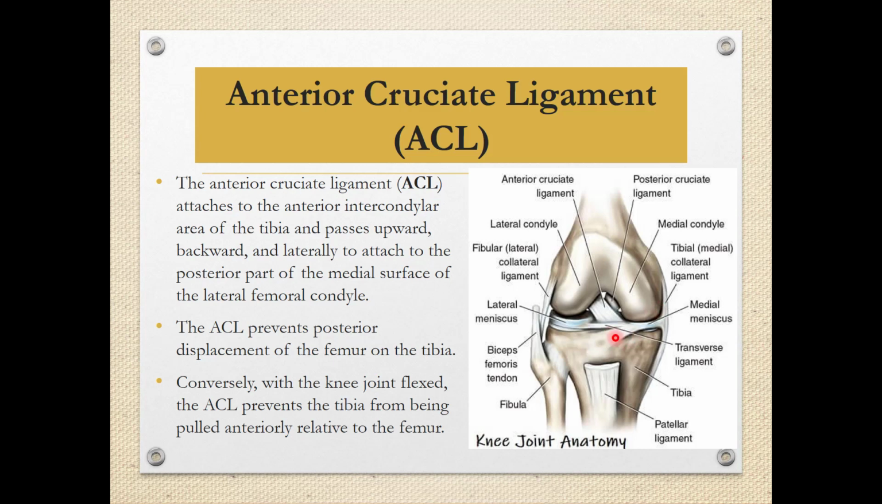The anterior cruciate ligament is attached to the anterior intercondylar area of the tibia and it passes upwards, backwards and laterally. Remember this thing, it will go upward, backward and on the lateral side of the femur, and it is attached to the medial surface of the lateral femoral condyle, the posterior part of the medial surface of the lateral femoral condyle. This ACL prevents the posterior displacement of the femur on the tibia. Conversely, with the knee joint flexed, this ACL prevents the tibia from being pulled anteriorly relative to the femur.